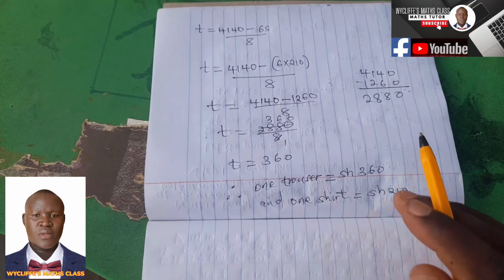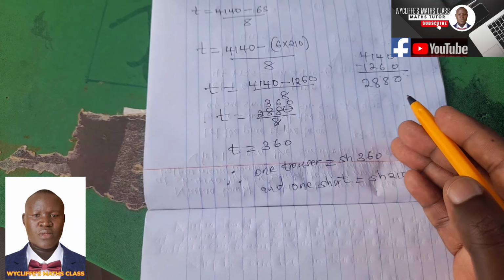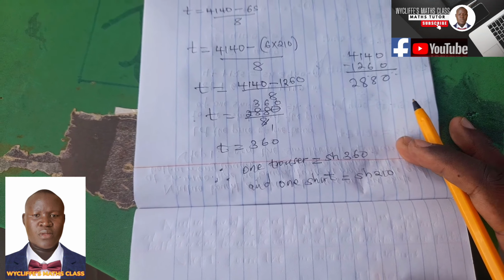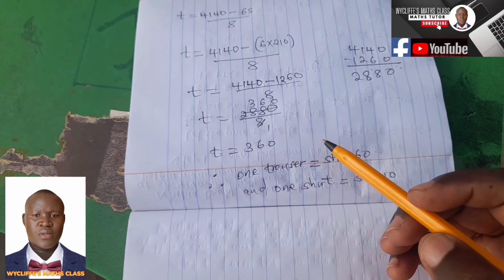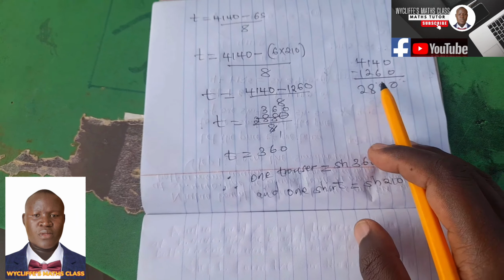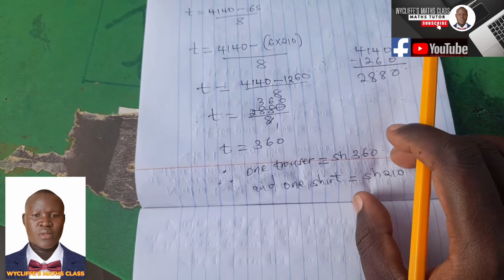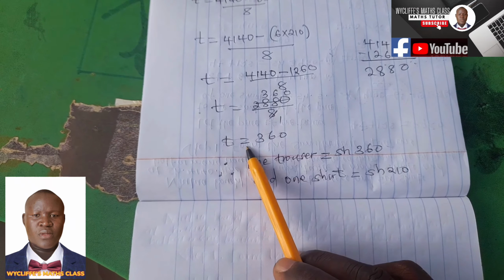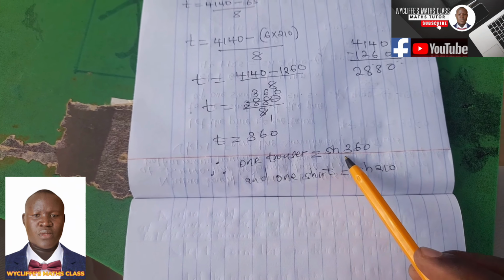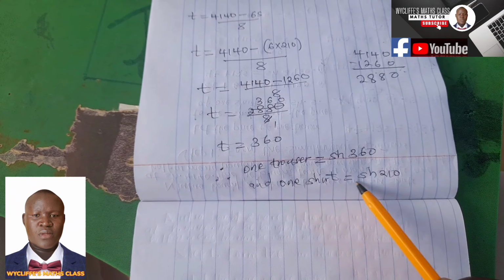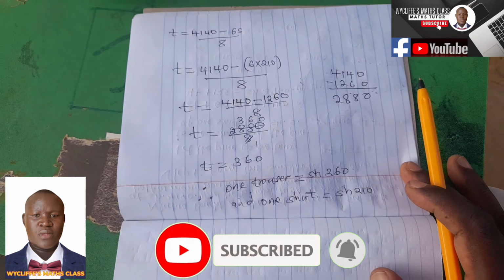Now, remember, at the beginning we said, let the price of one trouser to be t shillings and the price of one shirt to be s shillings. Since we have obtained the price of one shirt, the price of one shirt is the value of s, which was 210. And the price of one trouser is the value of t, which is 360. Therefore, we say one trouser is equals to 360 shillings and one shirt is equals to 210 shillings. I hope you have understood that one.